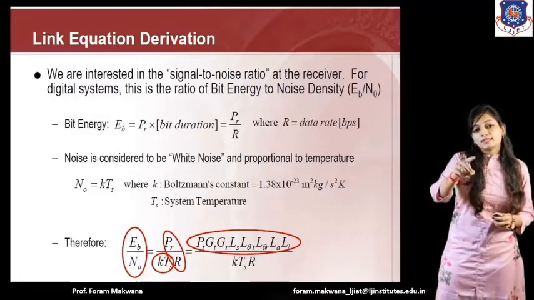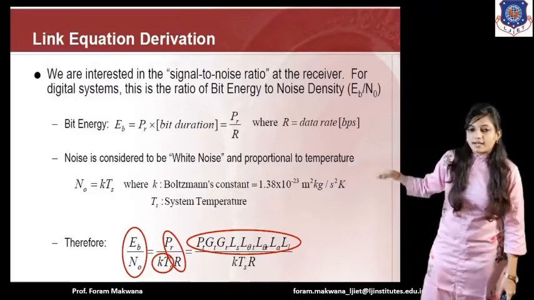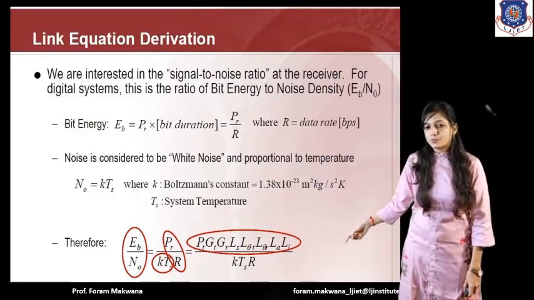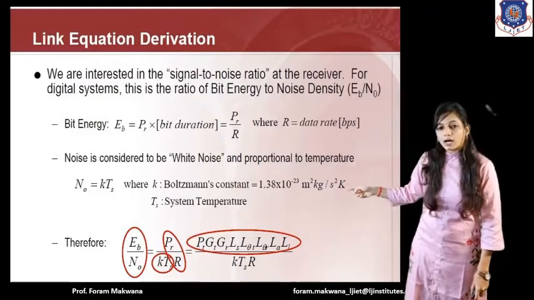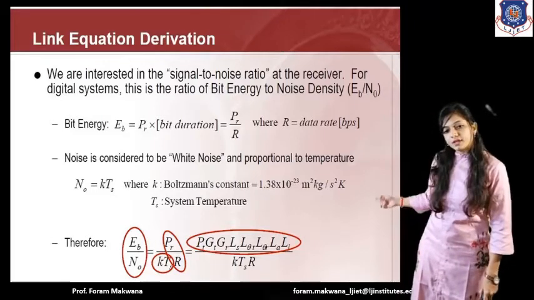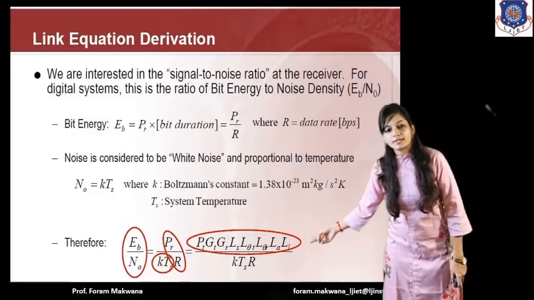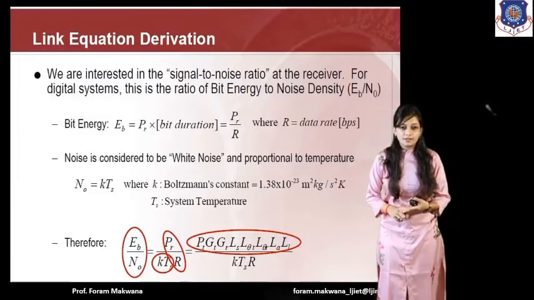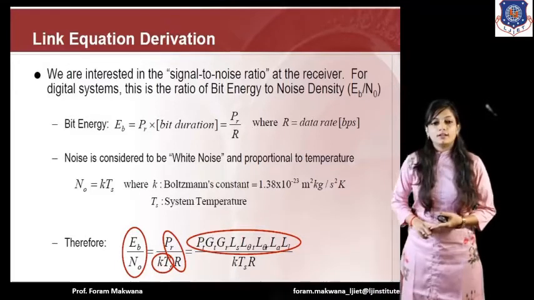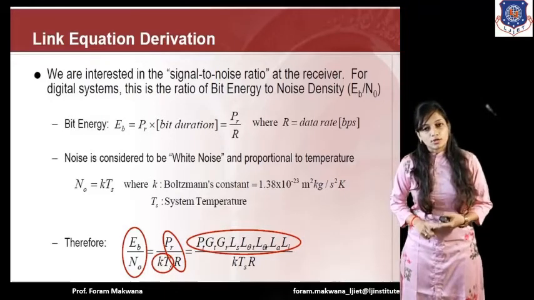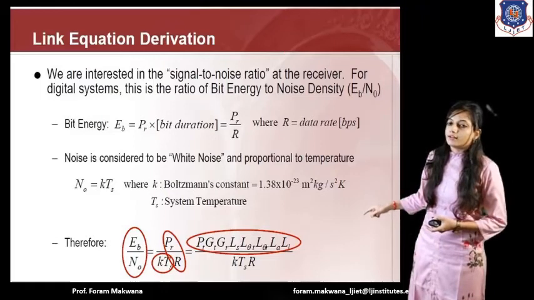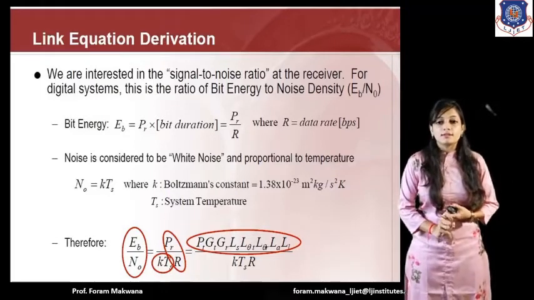Now we are going to place these two quantities, EB and N0, in the final equation. It is EB upon N0 is equal to PR upon K Ts into R. PR upon R, what does it represent? It represents bit energy. And what is K Ts? K Ts represents N0, that is the noise, right? And we have already calculated the value of PR. What is PR? PR is my received power.